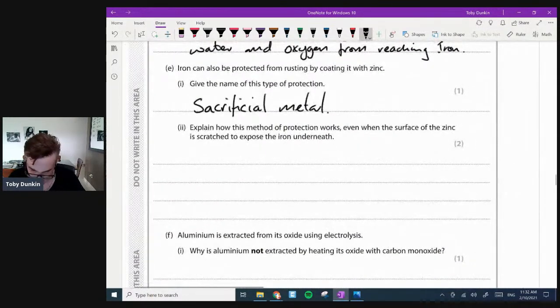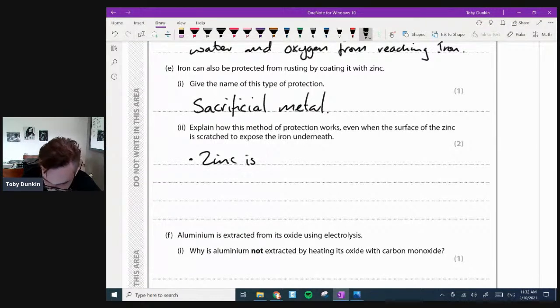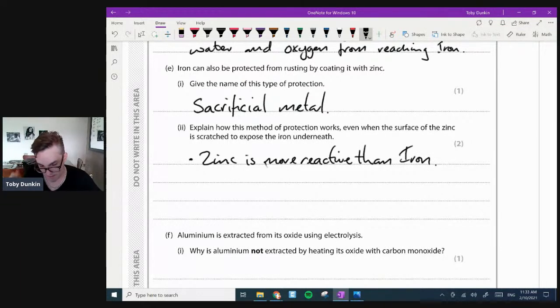Explain how this method of protection works, even when the surface of the zinc is scratched and exposed to iron. So what will happen here is, this is a bit of a nightmare. So the first thing you need to state is that zinc is more reactive than iron, 1 mark. What that means is it will preferentially take the oxygen.